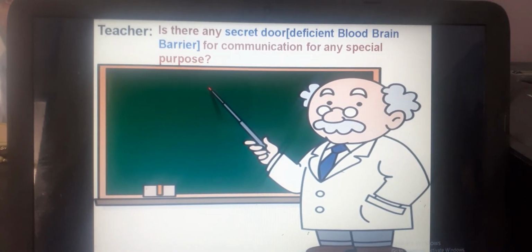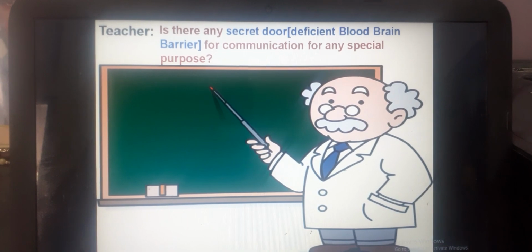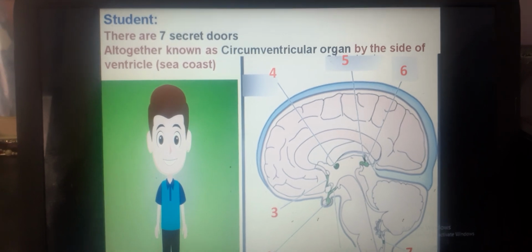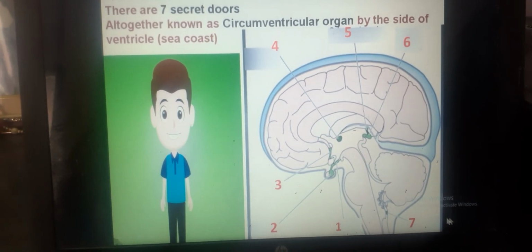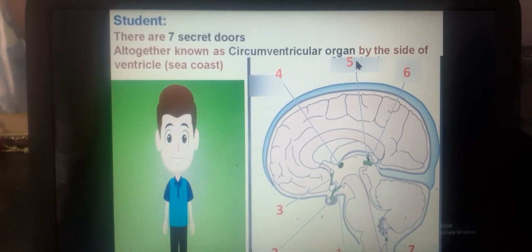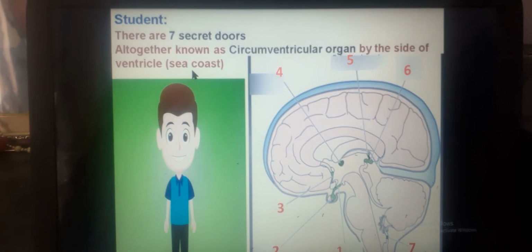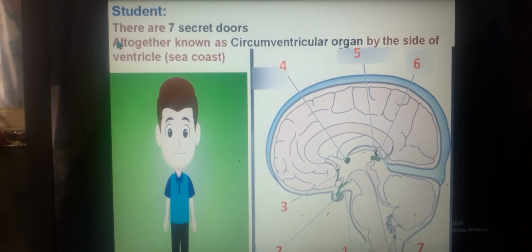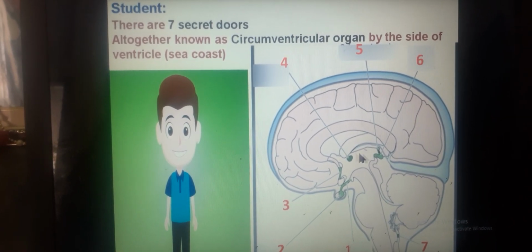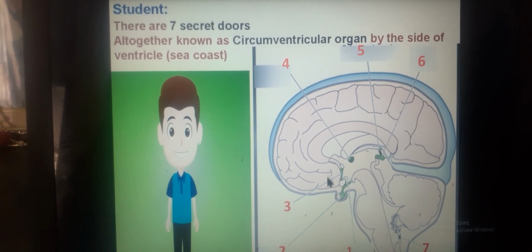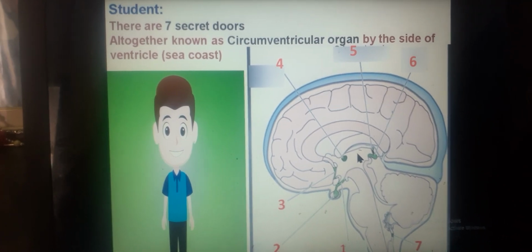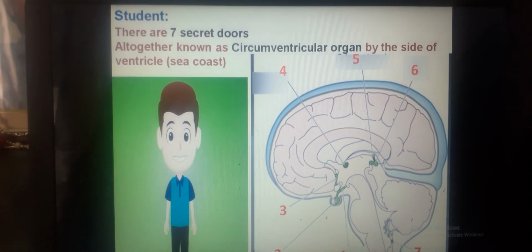Teacher: Is there any secret door, or deficient blood-brain barrier, for any special purpose? Student: There are 7 secret doors, altogether known as circumventricular organs, by the side of the ventricle, like a sea coast. If we imagine the ventricle filled with CSF as the sea, then by its side there are 7 sites where the blood-brain barrier is deficient.